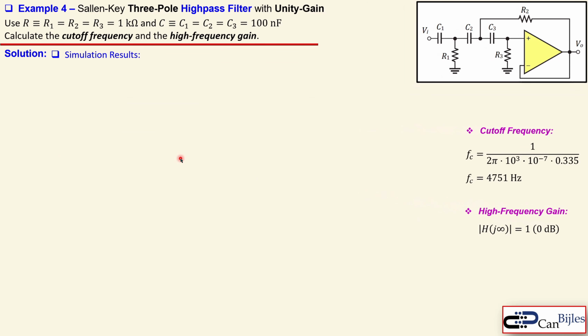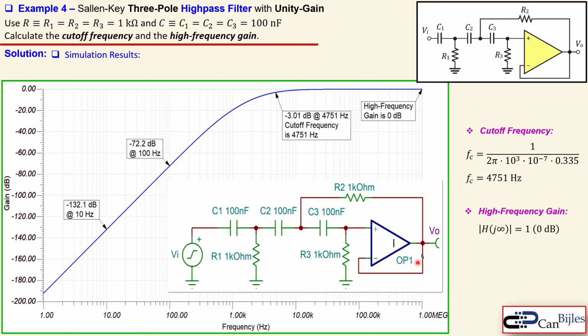Now taking the values here, let's look at the simulation results. Again, our circuit in SPICE and our Bode plot for the gain in the blue. And you see here again the slope. At 10 Hertz, I have minus 132.1 dB. And at 100 Hertz, I have minus 72.2 dB. And the slope here is then approximately, looking at these two values, plus 60 dB per decade, which is a plus because we have a high pass filter here. And it is plus 60 because it is a third order, so you do 3 times 20 dB per decade.